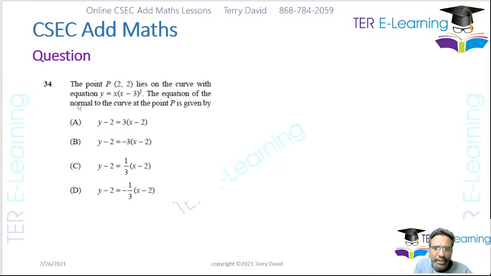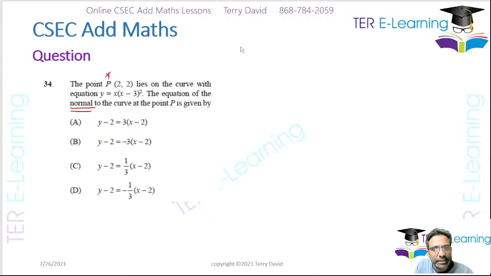Next one here now. We have a point P and they give us an equation and they want to know the equation of the normal. So be careful with questions like these in the exam. Sometimes they can ask you to find the equation of a tangent or a normal. You need to pay attention to that, right?